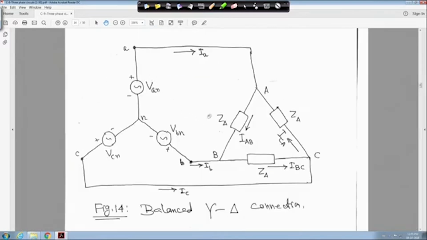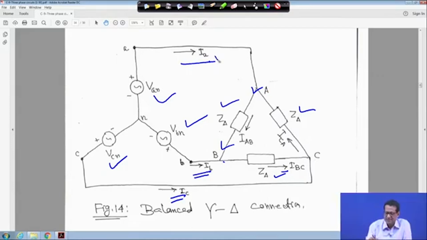If you look at this circuit, this is my VAN, this is my VBN, and this is my VCN, and this is my delta-connected load, Z delta, Z delta, Z delta. This is the line current IA, this is line current IB, and this is line current IC. In the load, the phase currents are I capital AB, from A to B, I capital BC, from B to C, and I capital CA, from C to A. These are my phase currents, and those are my line currents.